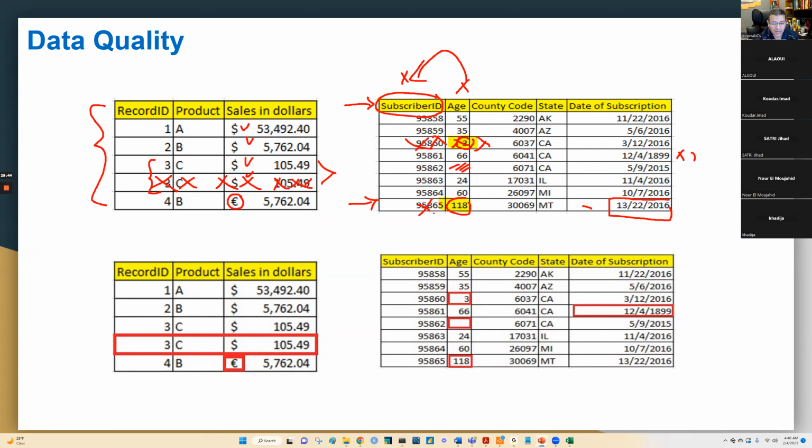Do you think this is right? No, it's not right. It's not right. So you have to talk to your team.